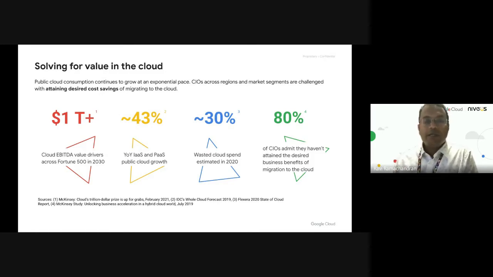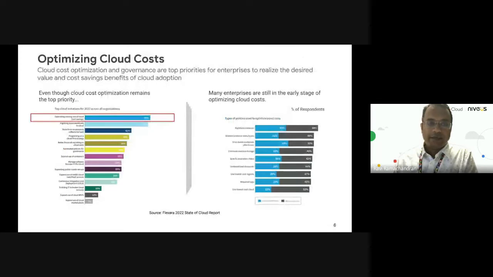The second piece is on the 80%. The stats in the survey clearly state that 80% of the CIOs see that the vision with which they migrated to the cloud is actually not getting achieved. They still feel that the cloud investments aren't fully delivering the desired benefits. Why they feel so is spoken about on the next slide.